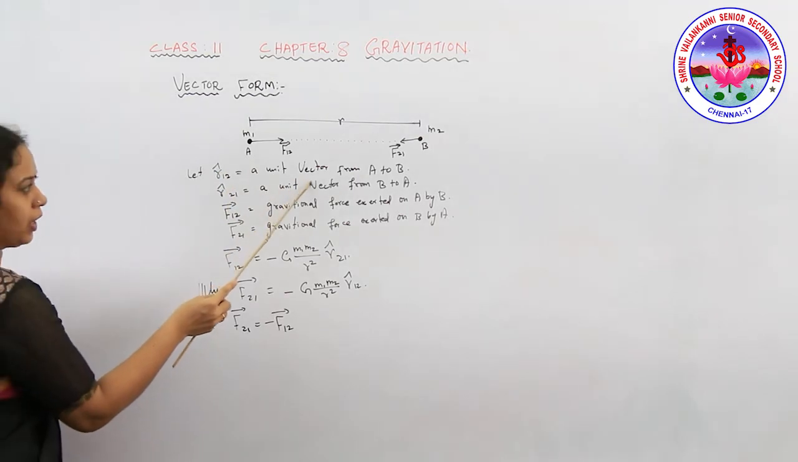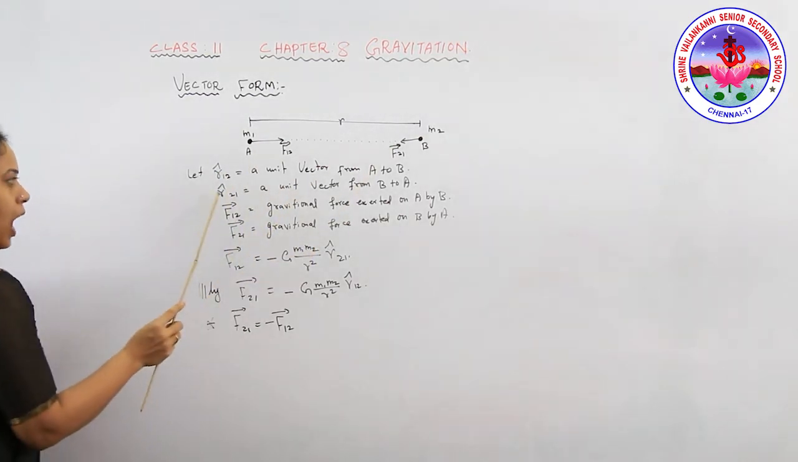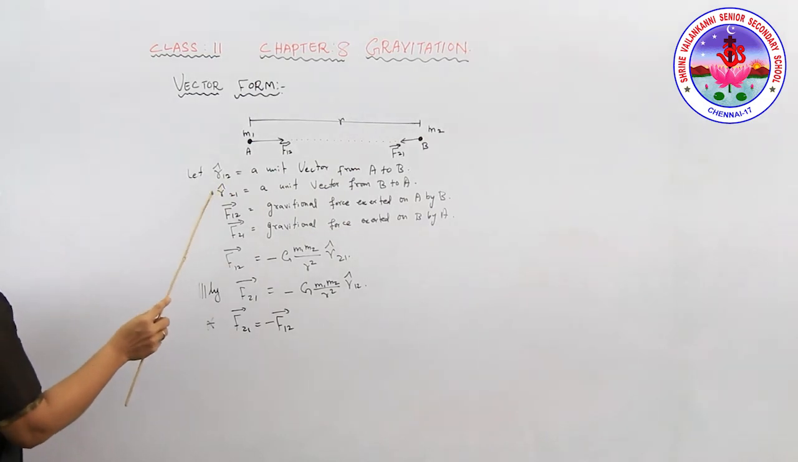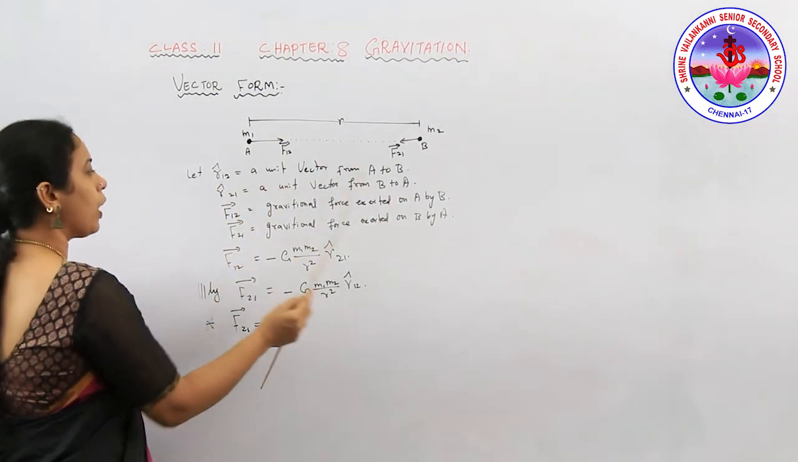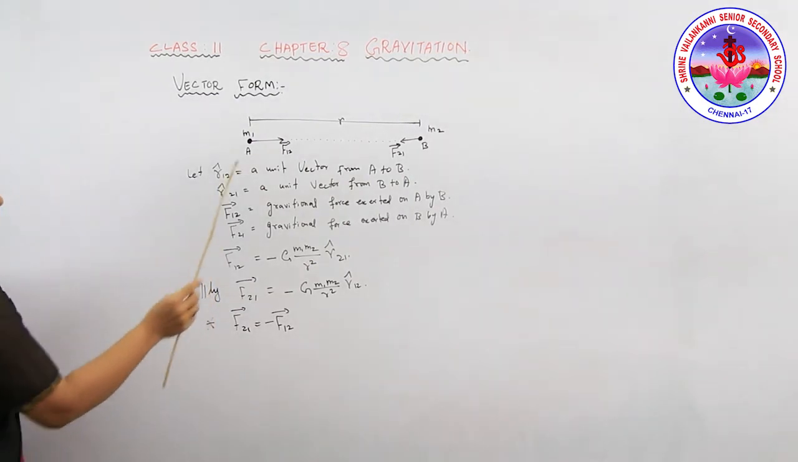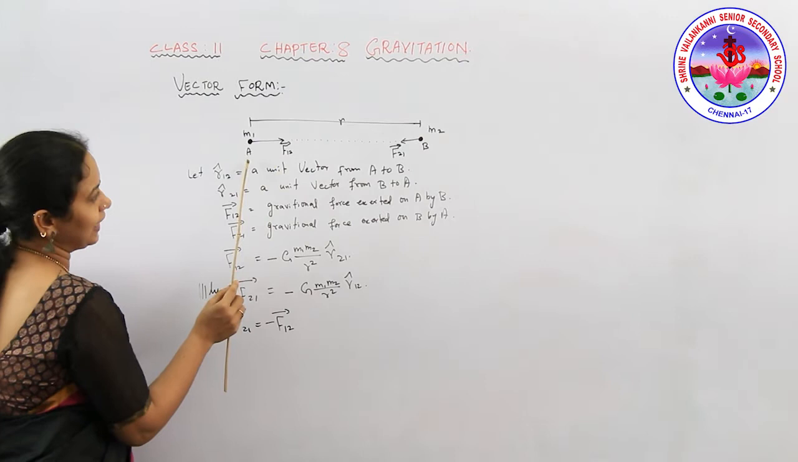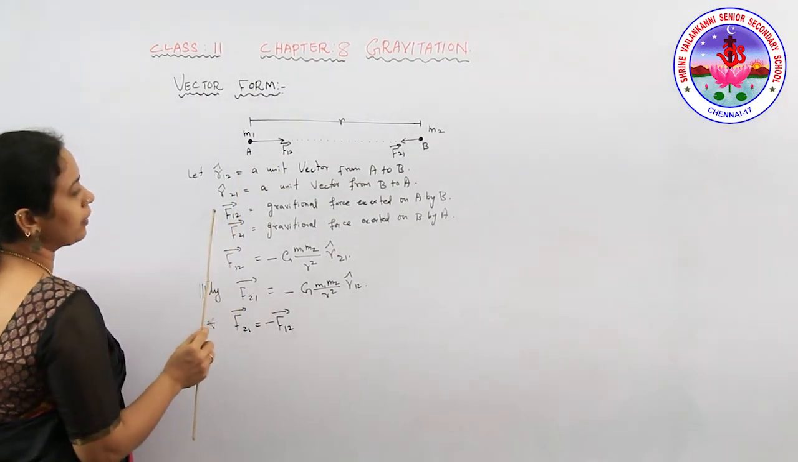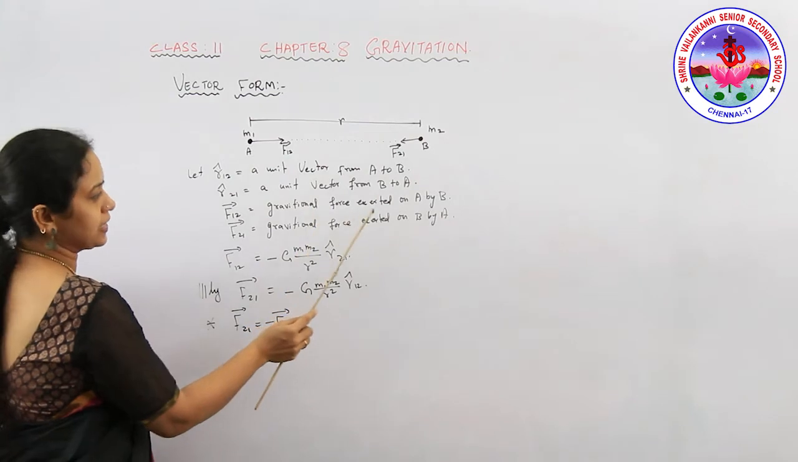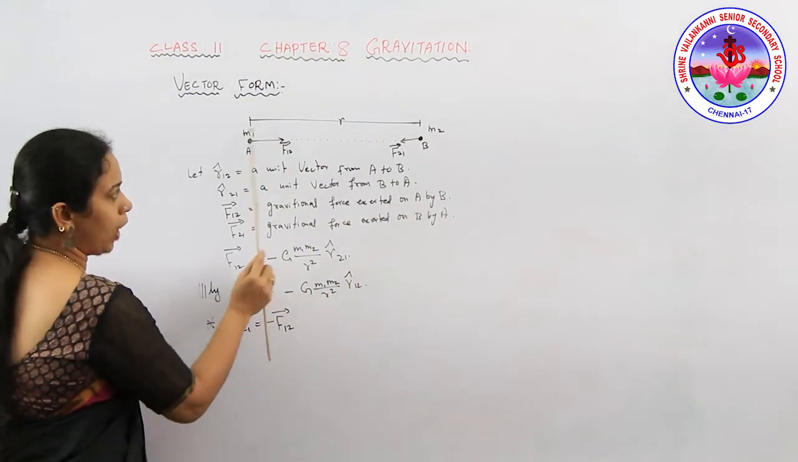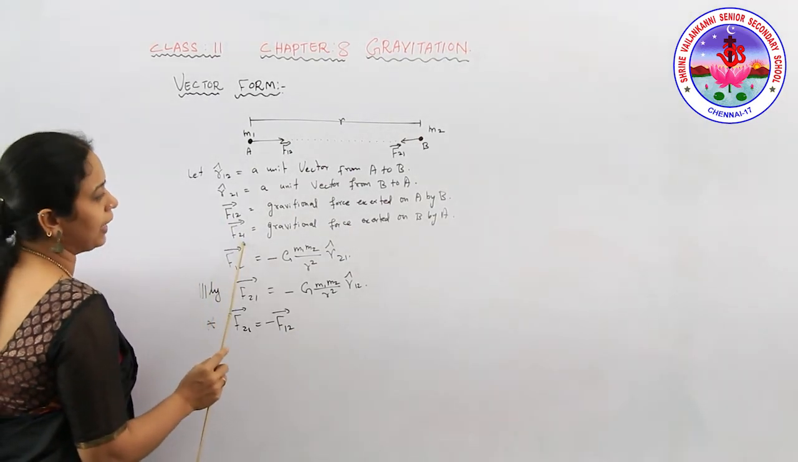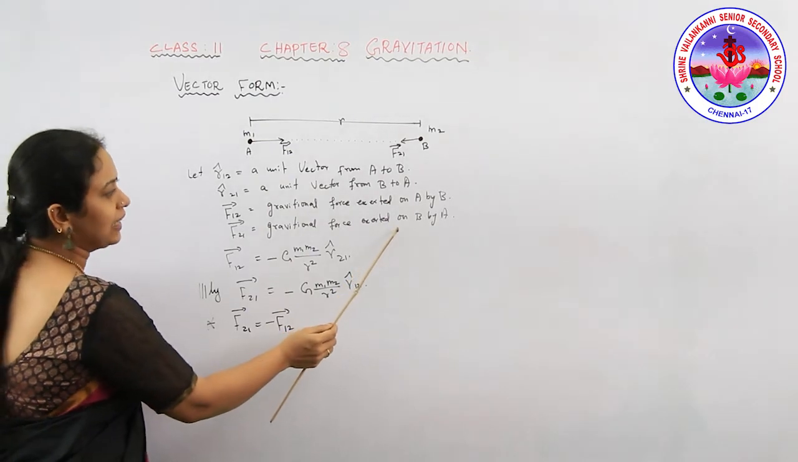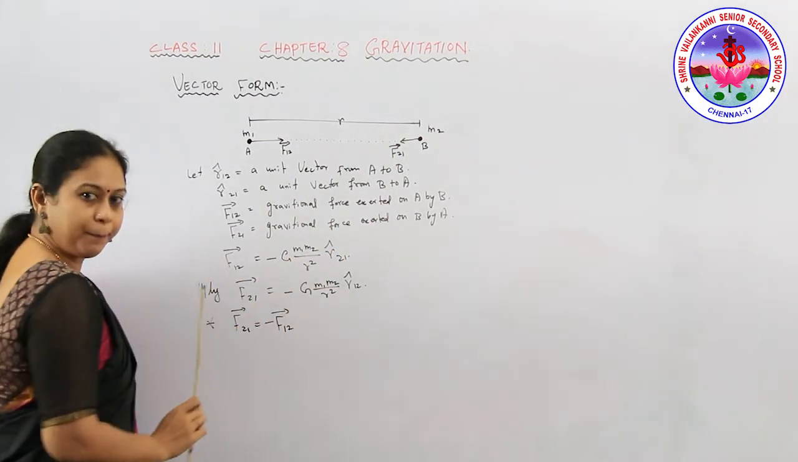It is a unit vector from A to B, and r21 vector, that is r cap. It is a unit vector, so that we have to represent r cap. So r cap 21 is a unit vector from B to A. So we can say here the force on A, that is F12 vector, is the gravitational force exerted by B on A. F21 is nothing but the gravitational force exerted by A on B.